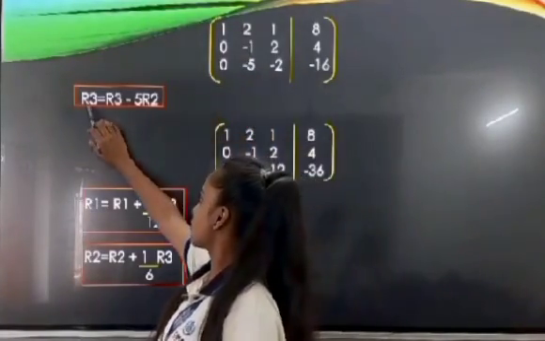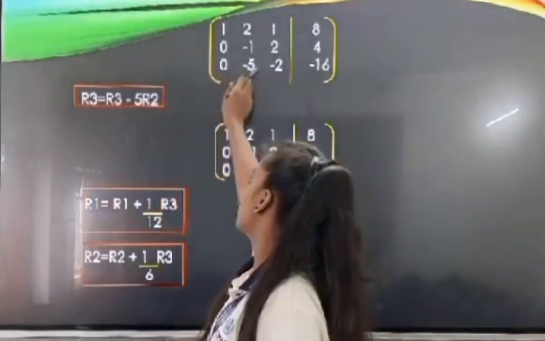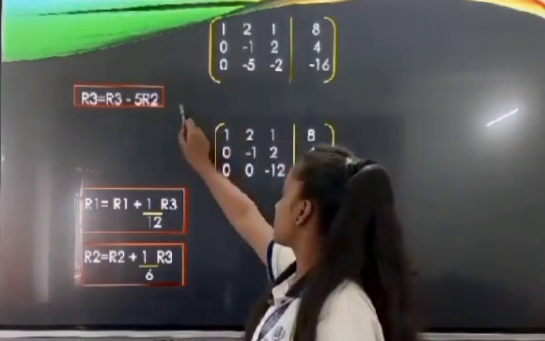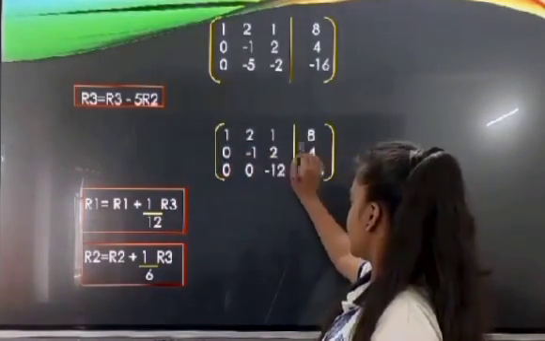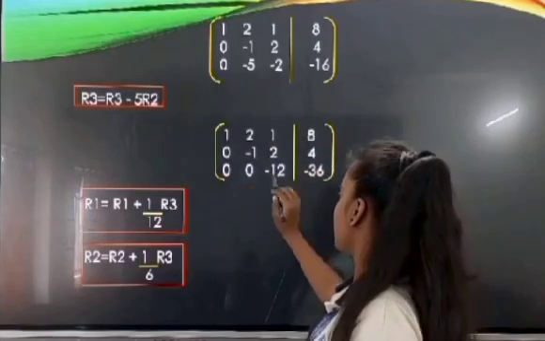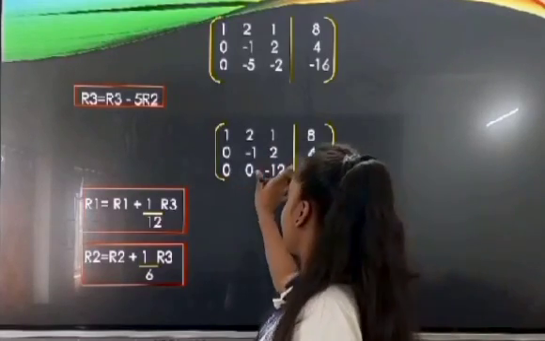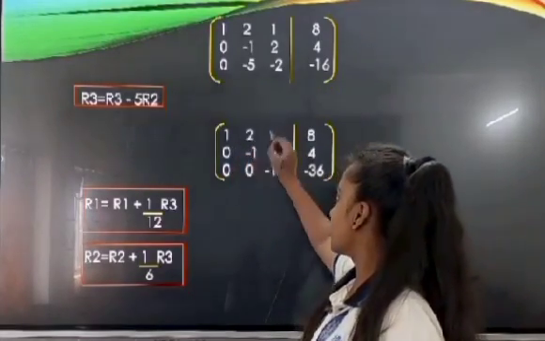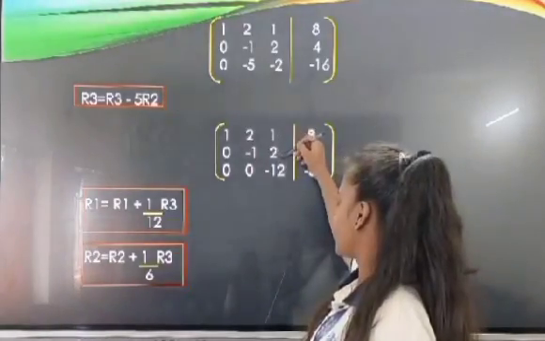We have the formula R3 is equal to R3 minus 5 R2. So by using this, we get 1 2 1 8, 0 minus 1 2 4, 0 0 minus 12 minus 36. And now we have to make the other entries 0.